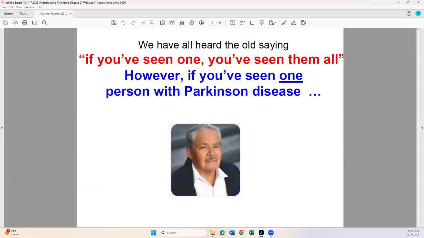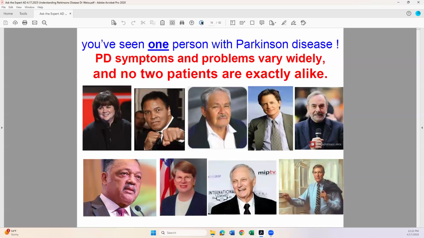So you've all heard the old saying, if you've seen one, you've seen them all. But if you've seen one person with Parkinson's disease, you've seen one person with Parkinson's disease. There is a similarity between all cases, but the symptoms and the severity of each symptom vary quite widely. There are no two cases exactly alike.